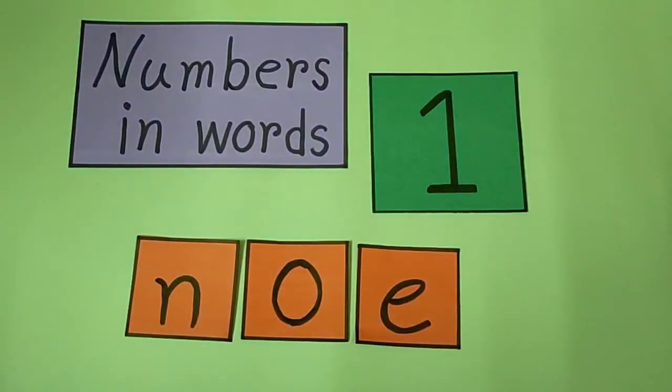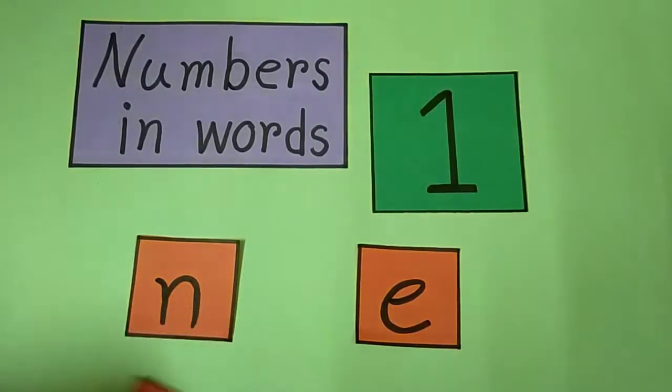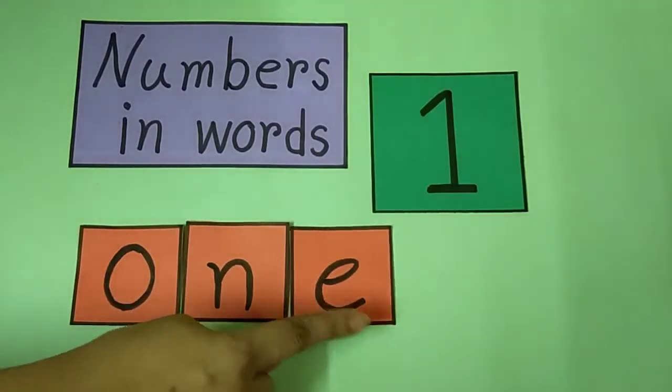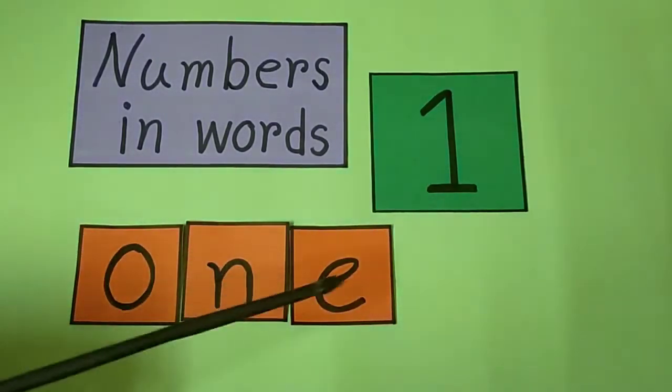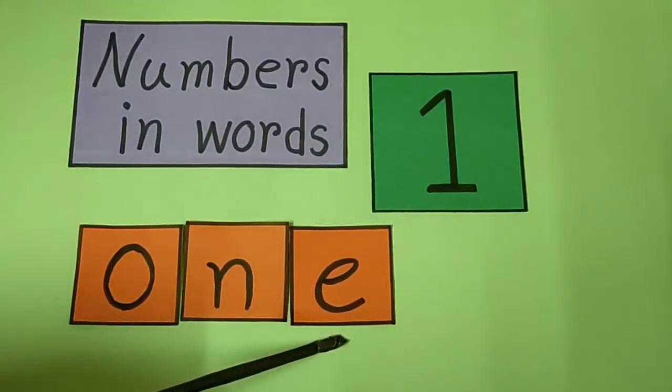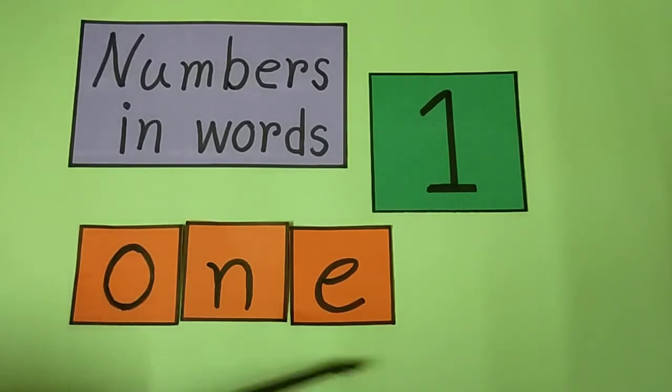Can you remember the spelling? It will start with what? It will start with O. Then N. Then E. O-N-E, one. You say the spelling. Very good. You are learning very quickly.